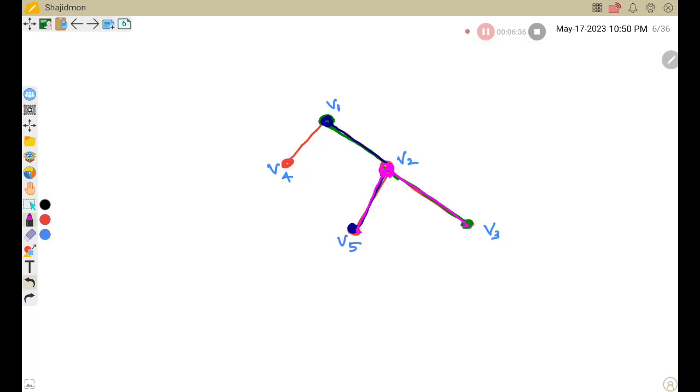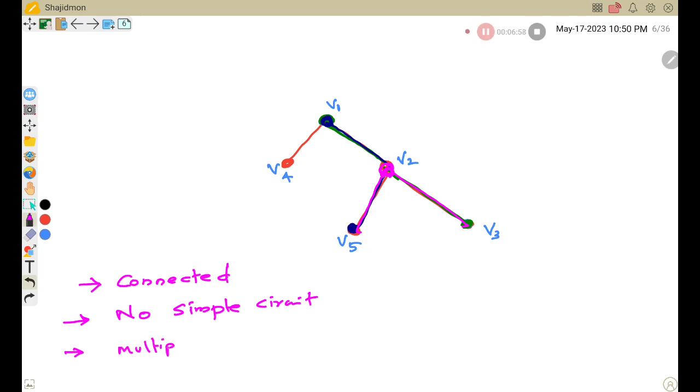So when we are given a graph like this, what do we need to check? The first point we need to check is that the graph should be connected. The second point is that it should not have a simple circuit. Also, as I told you, multiple edges and loops should not be there, correct? That type of graph we call a tree.